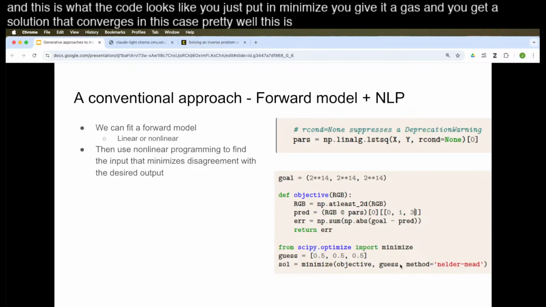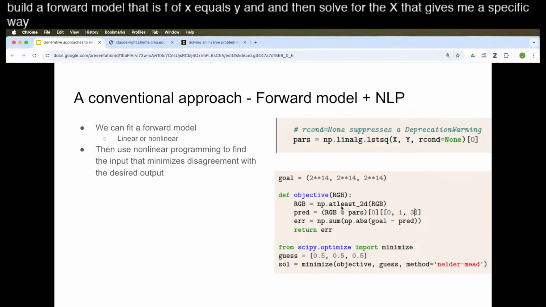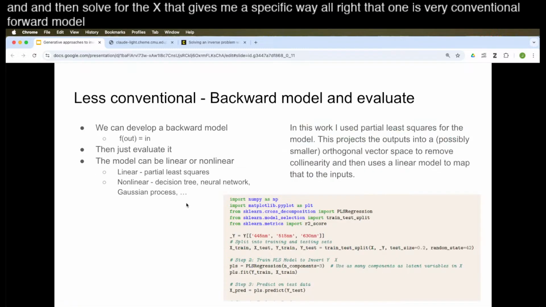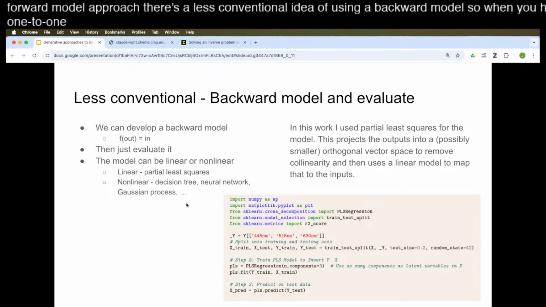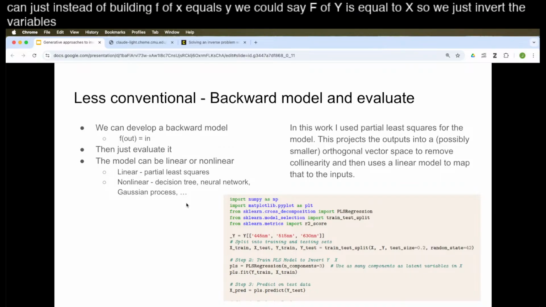So this is a very conventional way of thinking about it: I build a forward model that is f of x equals y, and then solve for the x that gives me a specific y. All right, that one is a very conventional forward model approach. There's a less conventional idea of using a backward model. So when you have a one-to-one mapping, instead of building f of x equals y, we could say f of y is equal to x. So we just invert the variables and train a new model.